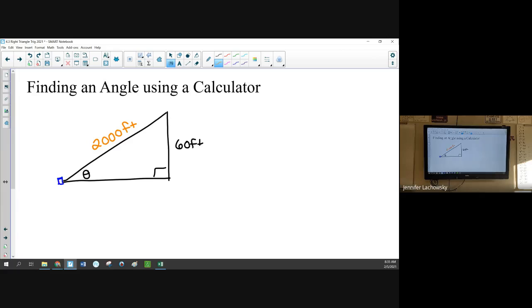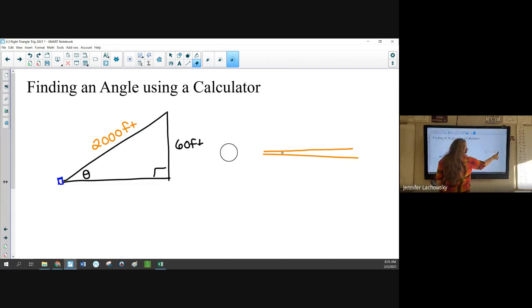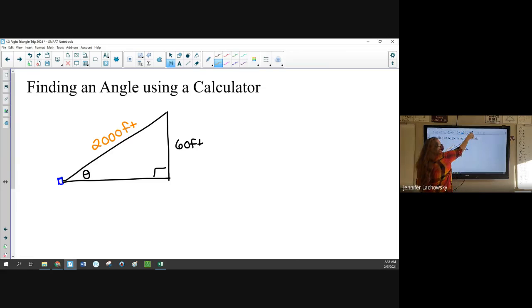Yes. So 2,000 feet away. Remember that 2,000 feet away, we're looking at something like this. And that's even an exaggeration, because it's 2,000 versus 60 feet. So what I'm saying is, think about the reality of your situation and whether or not your angle makes sense if you find it.